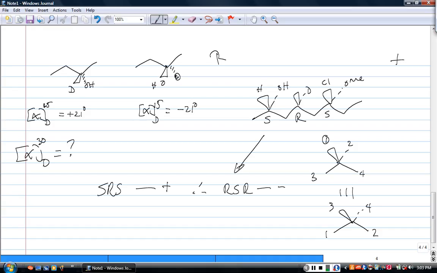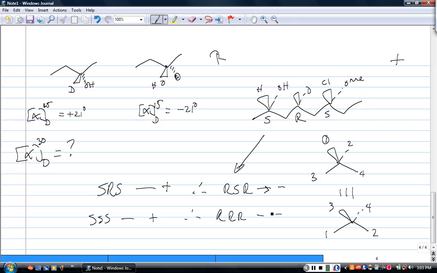What if instead I looked at the diastereomer and I asked, well, what about the SSS? And the answer is, I have absolutely no idea. I don't know if the SSS is plus or minus. But let's say somebody did the experiment and they found the SSS was in fact plus. Then I can say the RRR is going to be minus.